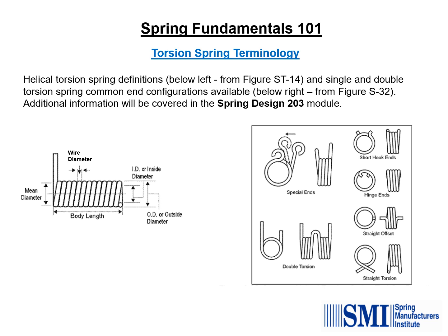The tight wound torsion spring pictured here is the most common type manufactured for today's marketplace. The double torsion is also quite common. Many end configurations are available, yet cost will increase with complexity. Additional information will be covered in Spring Design 203.